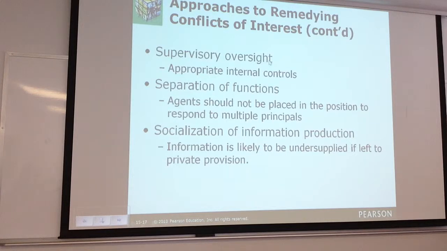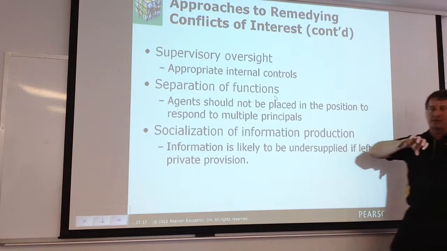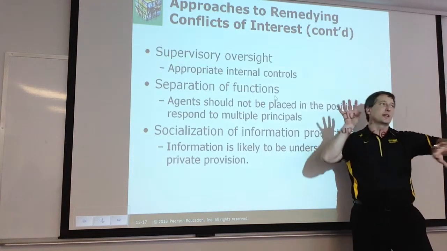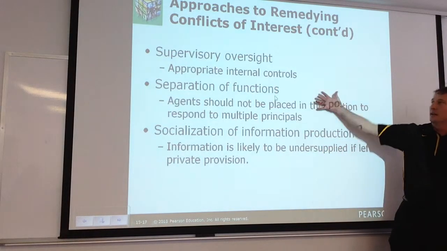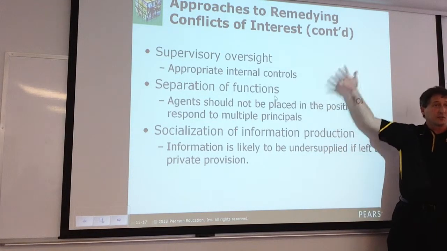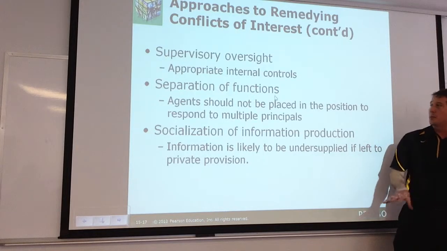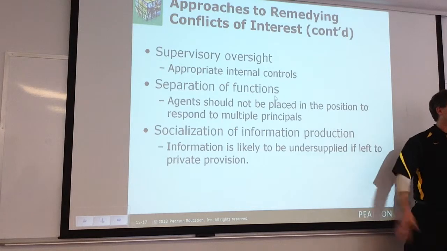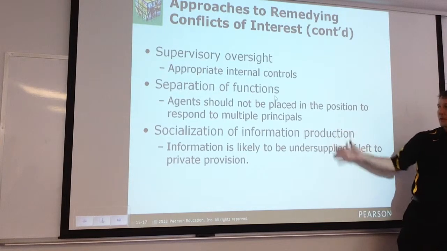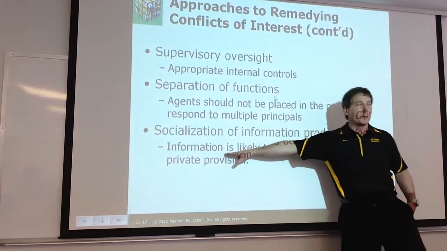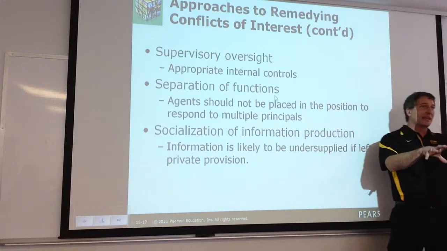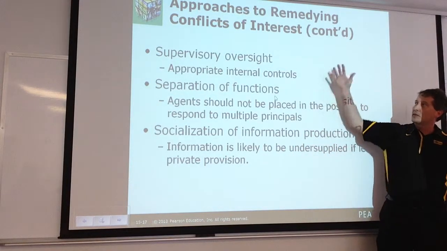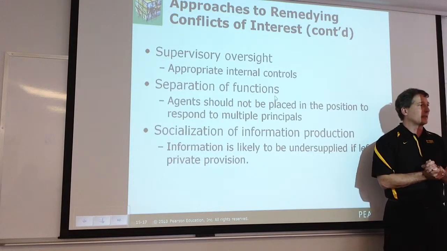Supervisory oversight, separation of functions, i.e. Glass-Steagall-ish, like if you're this company, you can only do these sorts of things, and you can only do these sorts of things. So we're starting to become more and more intrusive with the government, kind of forcing things among people. And then finally, socialization of it, just the government takes it over and runs it to some degree. So whether the government is the information provider, they own the rating agencies or whatever. Those are kind of the three different ways that we can try to tackle those issues.